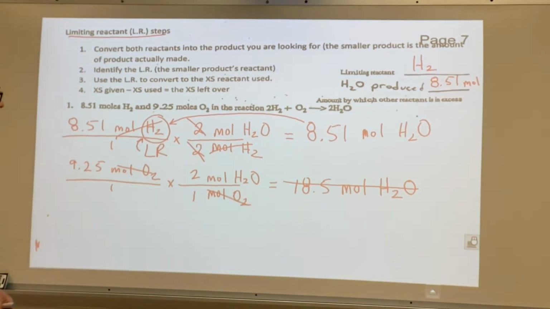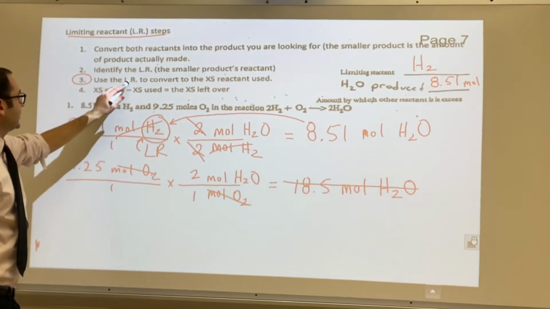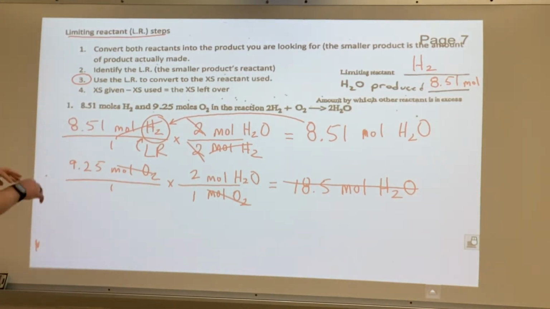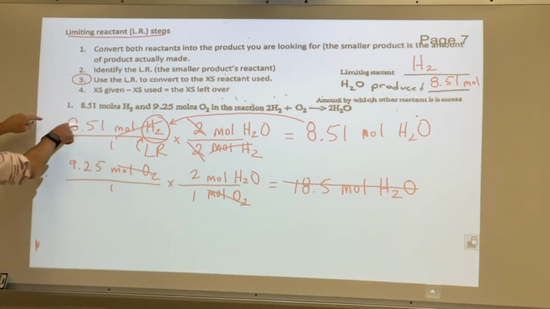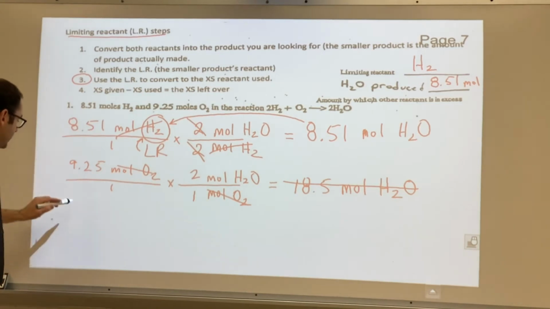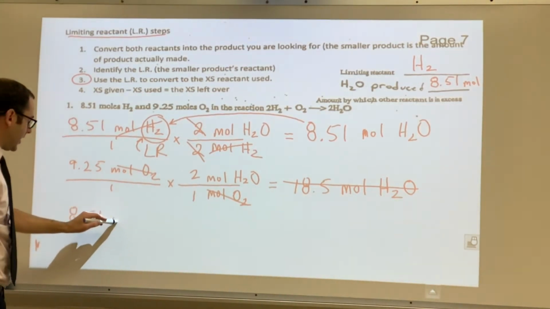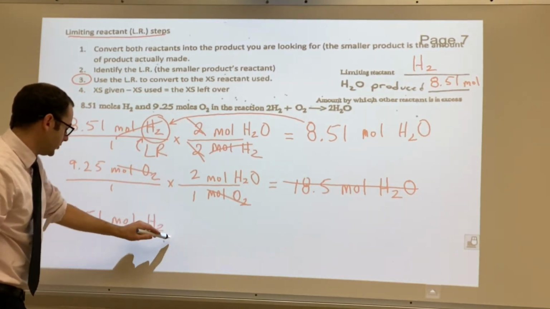I'm glad you asked. You want to cross it out because of step 3. Use the limiting reactant to convert to the excess. So you don't want to use this one to do the next step. You want to use this one. You want to use 8.51 because we're going to figure out how much of the excess we're going to use.